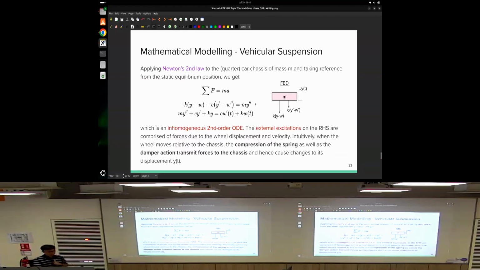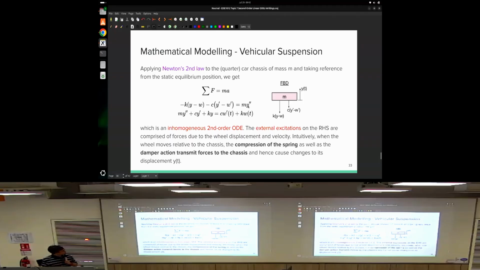So after we have drawn and understood the FBD, then we can just apply Newton's second law, right? That's what we do best. So the forces are, because we assume outwards positive, so downward will be negative. So you can see minus k times (y minus w) minus c times (y prime minus w prime), the two forces here, equals m y double prime.